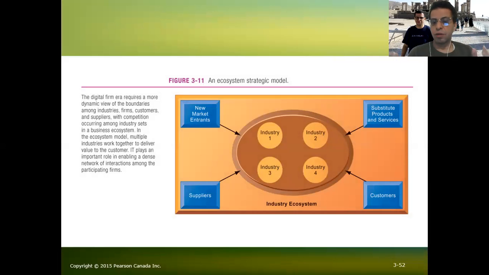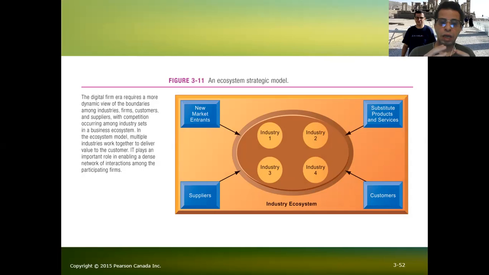So you might have multiple industries working together, and in that industry, the ecosystem strategy model is that you have new market entrants, you have substitute products and services, and forces from suppliers and customers. The digital firm era requires a more dynamic view of the boundaries among the industries, firms, customers, and suppliers. And we talked about the flexibilities, how things are changing with this digital firm, digital era.